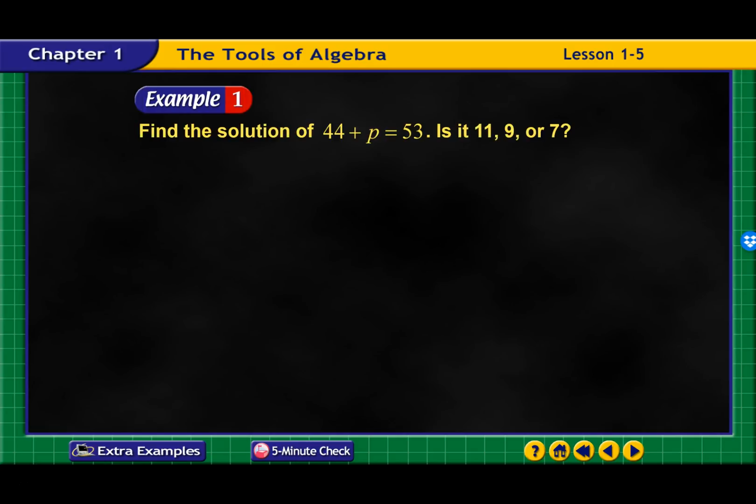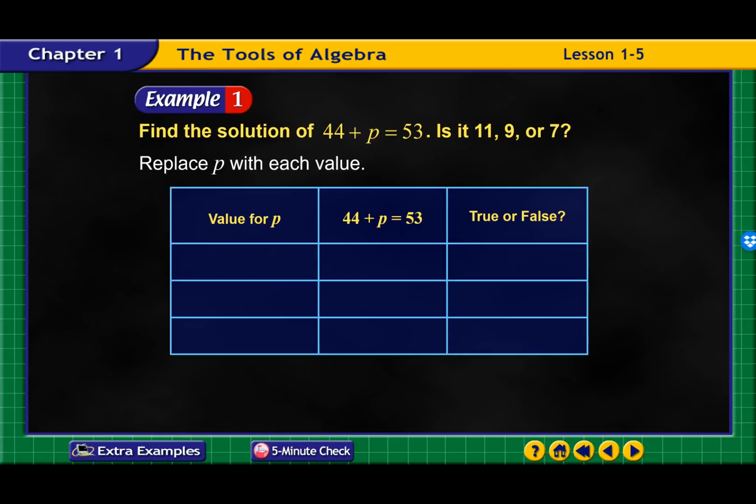All right, example 1. Find the solution for 44 plus p equals 19. Is it 11, 9, or 7? So they want us to substitute in 11, 9, or 7 for the letter p. So we're going to replace p with each value, and we're going to put it into a chart here.